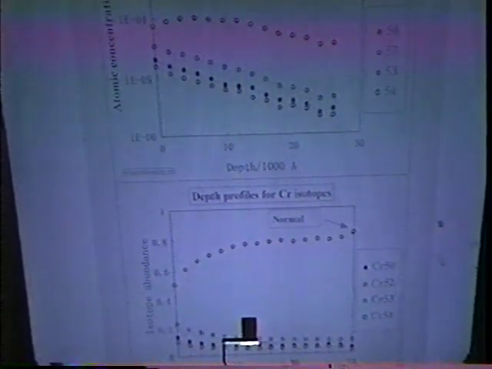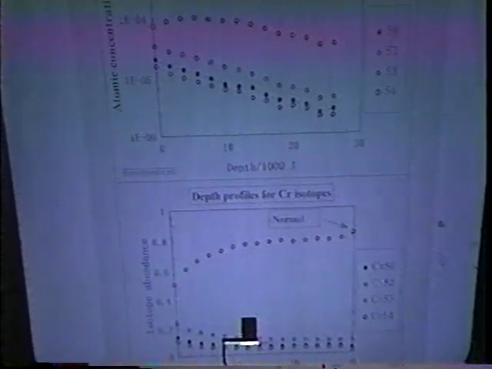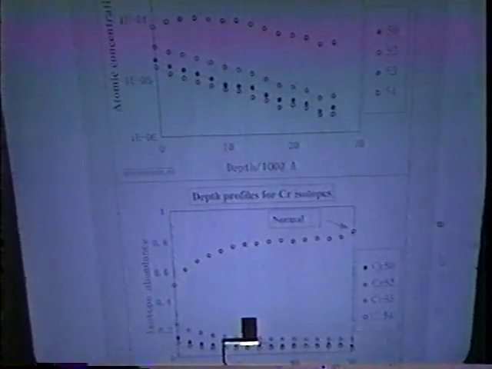Chromium has 4 stable isotopes: chromium 50, 52, 53, and 54. Near the surface region, within 1 micrometer depth, you can see a large deviation from the natural abundance, especially chromium 52, which is very depleted. However, this concentration approaches the natural value towards more depth.